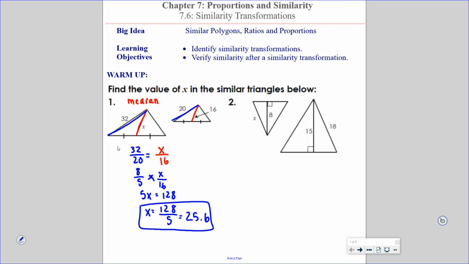You should also be checking that your answers make sense. The length of my median in this triangle on the left, does it make sense that it's larger than the median in the triangle on the right? Yeah, it has a longer side. It's a bigger triangle, so that answer makes sense. There's number one. Number two, which special segment is shown here?